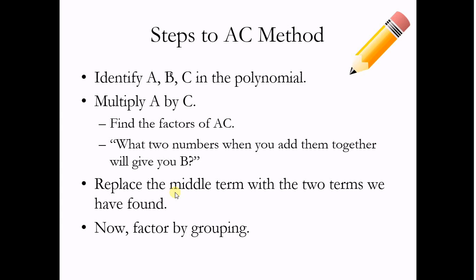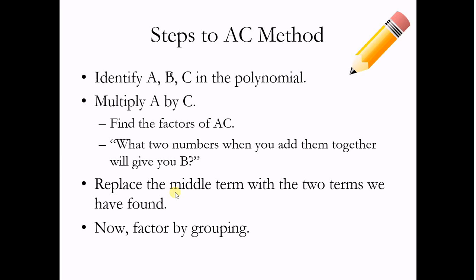Very first thing you're going to want to do is identify A, B, and C in the polynomial. Then you're going to multiply A by C, so this is why it's called the AC method. Then you're going to find the factors of AC. So what numbers multiply to give you A times C? Then you're going to think in your head, what two numbers, when you add them together, will give you B? You're going to replace the middle term with the two terms that we found, and then you're going to factor by grouping, which is what we just learned.